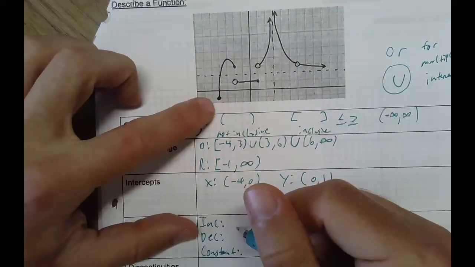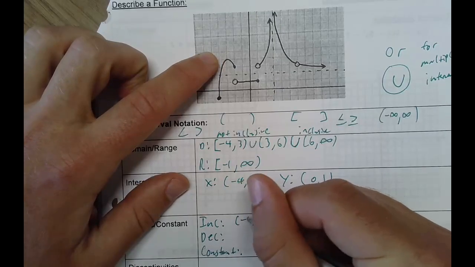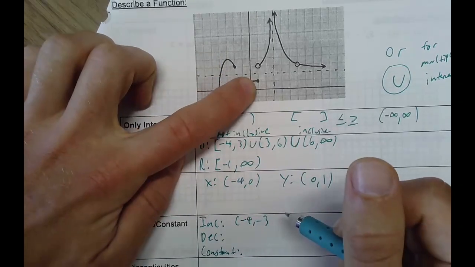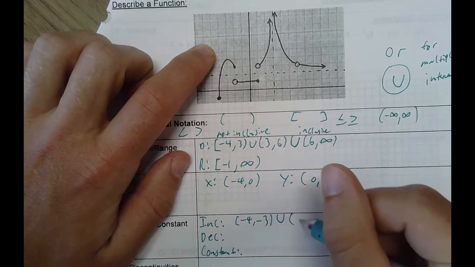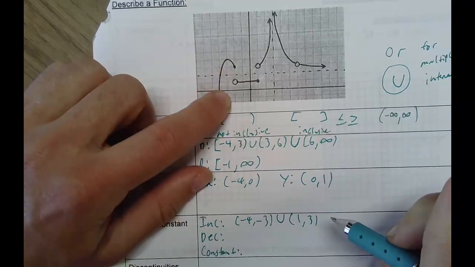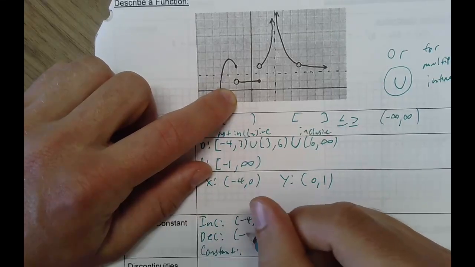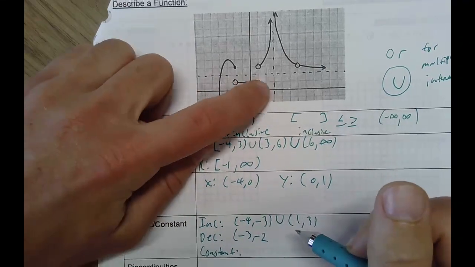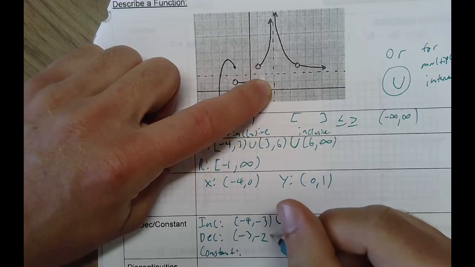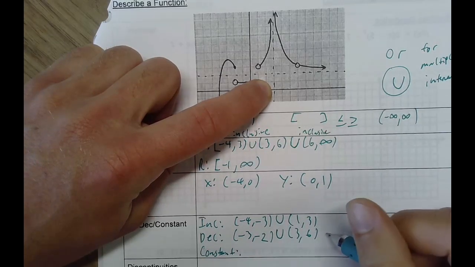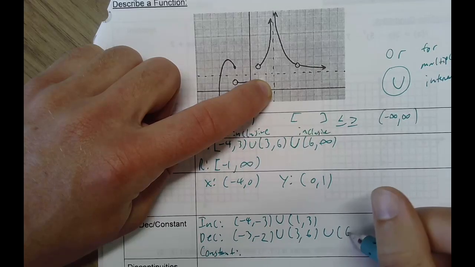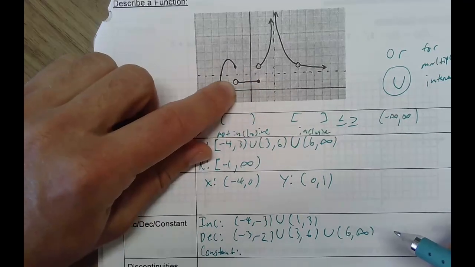So for increasing, we're increasing from -4 to -3, and from 1 to 3. We are decreasing from -3 to -2, and from 3 to 6, and from 6 to infinity. We are constant from -2 to 1.